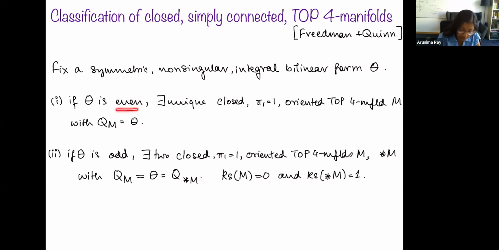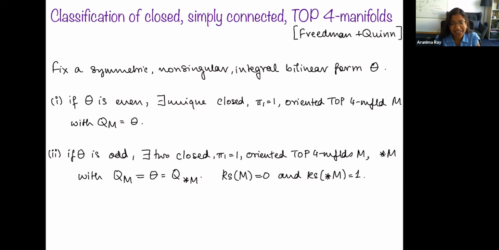In the case of even intersection form, there's precisely one, so it's unique up to homeomorphism. And then if the form is odd, there's two of them. I'm calling them M and star M. They both have the same intersection form theta, but one of them has trivial Kirby-Siebenmann invariant, whatever that is, and the other one has non-zero Kirby-Siebenmann invariant. Kirby-Siebenmann takes values in Z mod 2Z, so these are the only two possible values.